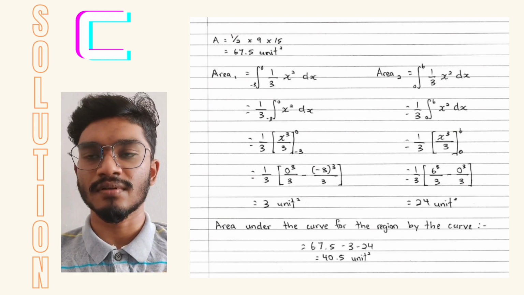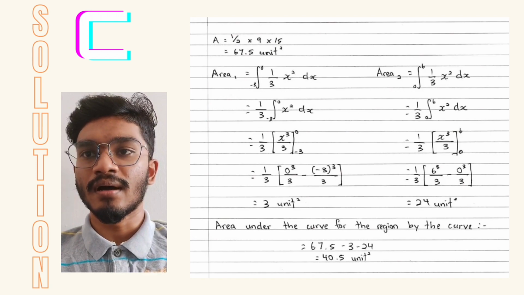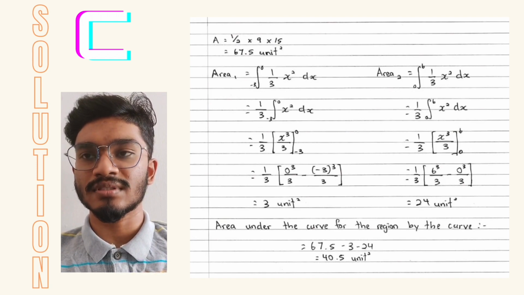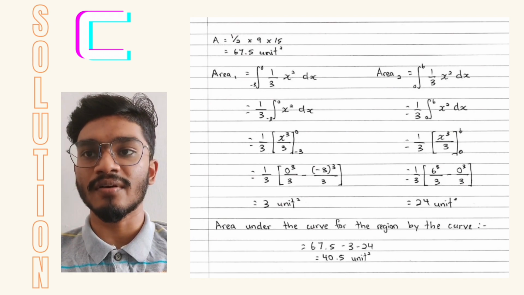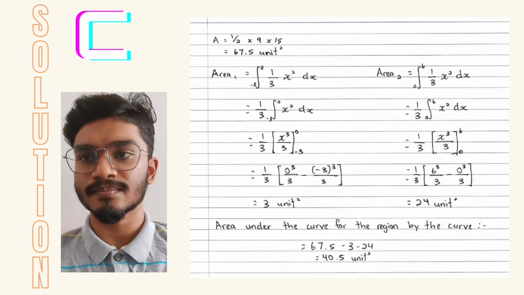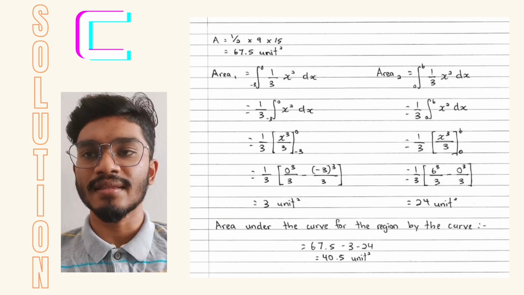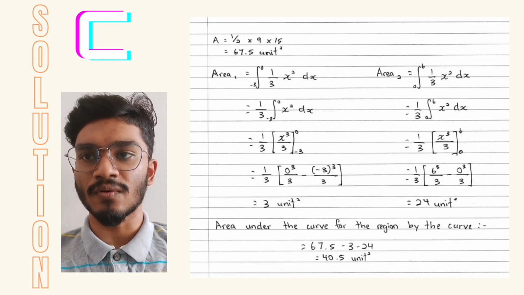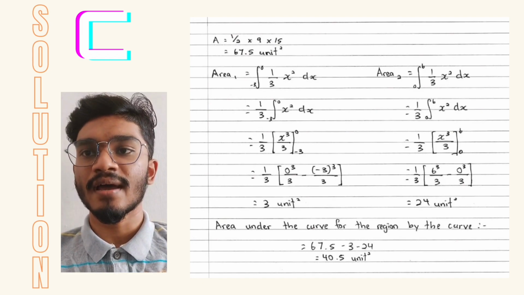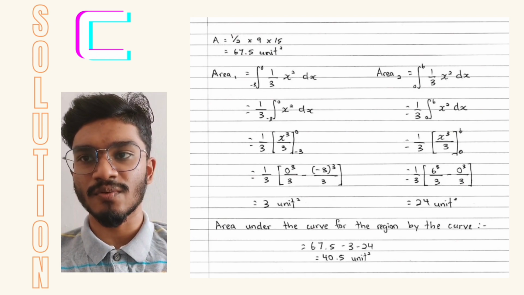I'm here to explain solution C, which is the area under the curve for the region bounded by the curve. First, I found the total area, which is 1 over 2 times 9 times 15, and I got 67.5 square units. Then area 1, which is integration, and I used the equation 1 over 3 x squared, integrating from negative 3 to 0 for the first area, and I got the answer 3 square units.